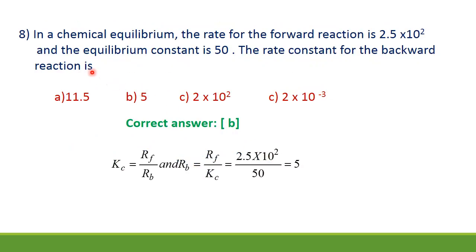Question number 8. In a chemical equilibrium, the rate of forward reaction is 2.5 into 10 to the power 2 and the equilibrium constant is 50. The rate constant for the backward reaction is? The equilibrium constant formula is RF by RB, that is, the rate of forward reaction divided by the rate of backward reaction. We need the rate of backward reaction. Therefore, the rate of forward reaction divided by Kc. The rate of forward reaction is given as 2.5 into 10 to the power plus 2 and Kc is 50. If we substitute it, the value will be equal to 5.